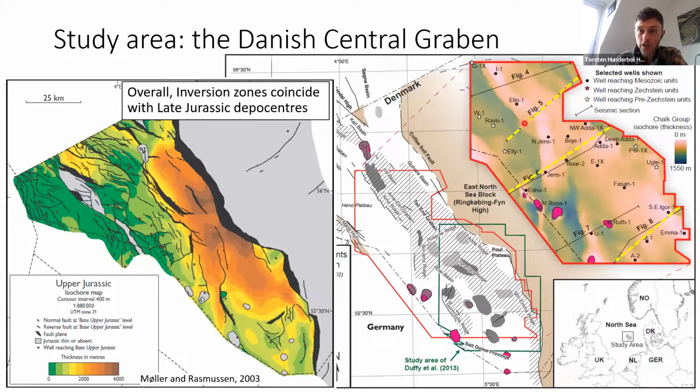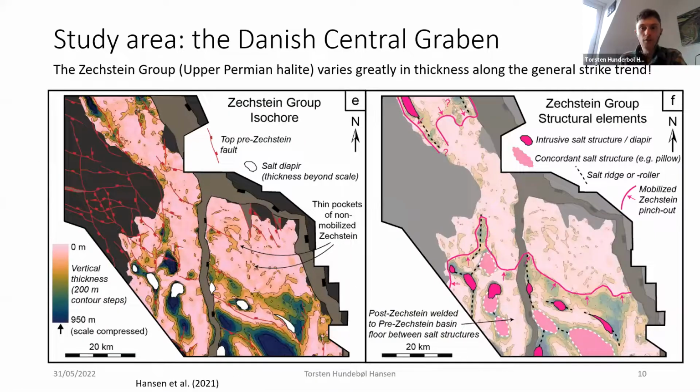I'm only going to show you three sections from this area, which are marked here, and I have mapped along with the sections, so don't worry about getting lost. The great thing about this study area is that we actually have great 3D seismic data covering most of the Danish Central Graben, but in order to make ends meet, I chose to cut out somewhere between half and two thirds of this area to concentrate on the area that saw the most inversion.